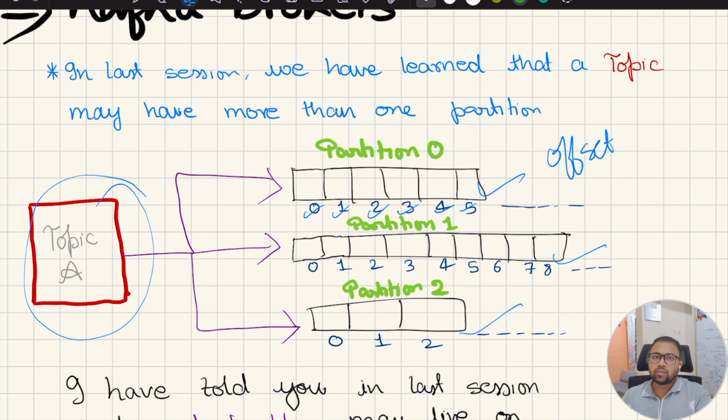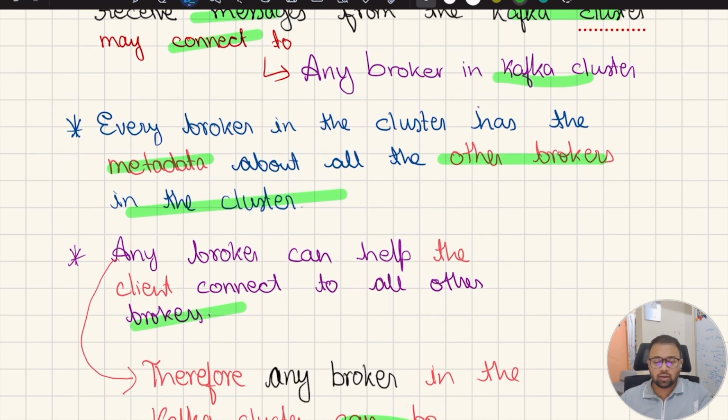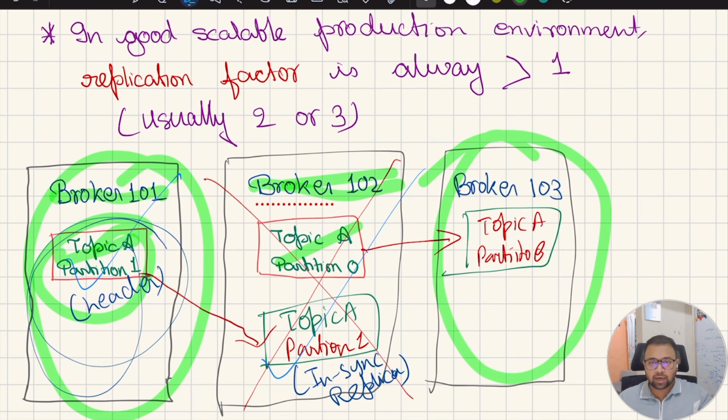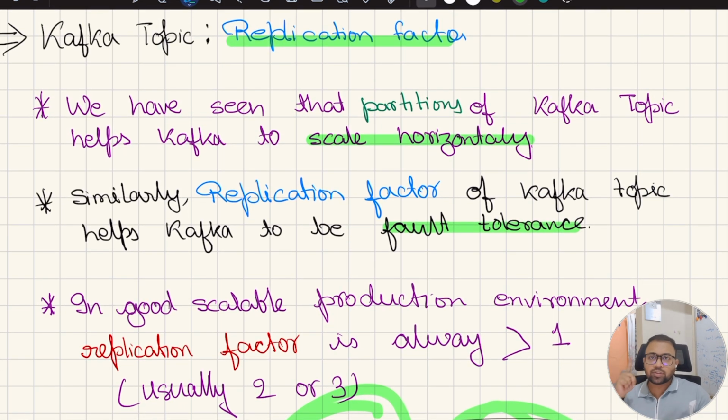Then we have understood how it is replicated. There is a concept of replication factor, right? So replication factor helps Kafka to provide fault tolerance. In case of failure of one partition or one broker, data will always be there because the partition of that particular topic will be replicated to another broker. And this provides the fault tolerance in Kafka. So just remember, scalability of Kafka is provided by the partitioning of a topic, whereas fault tolerance of Kafka is provided by the replication factor. I hope this is clear to you.